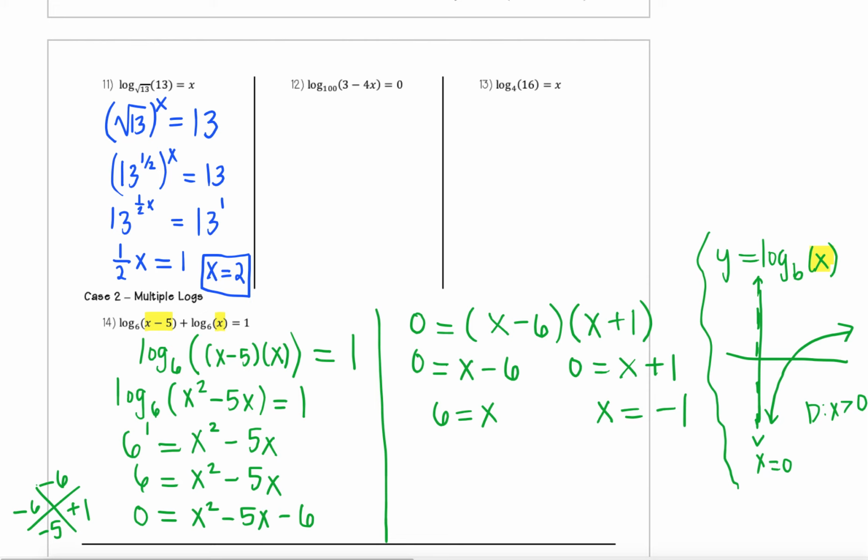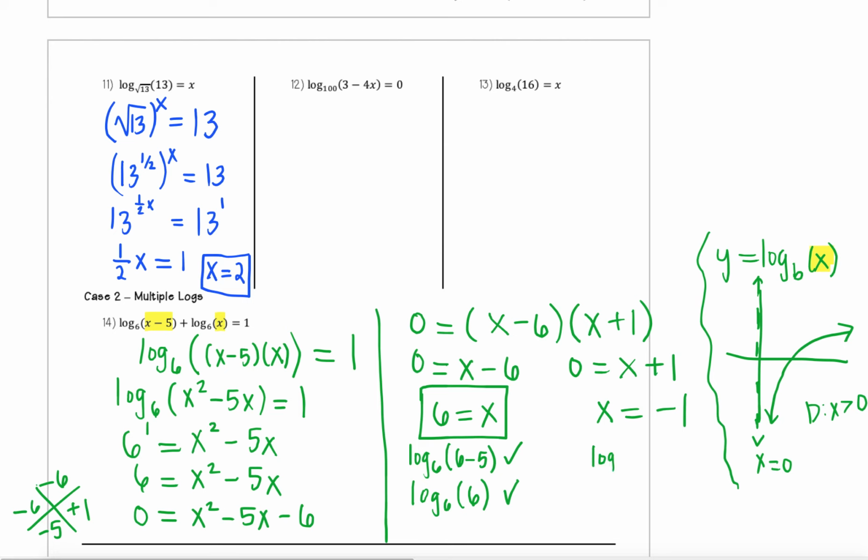So let's check this. Let's start with the x equals 6. If we sub that in, we'll get log base 6 of 6 minus 5, and 6 minus 5 is equal to 1, so that would work. If we just sub it into the x, then we get log base 6 of 6, and that's also a positive number, so that one works as well. So what that tells me is that x equals 6 is in the domain of my equation that I'm starting with. Now let's check the -1.